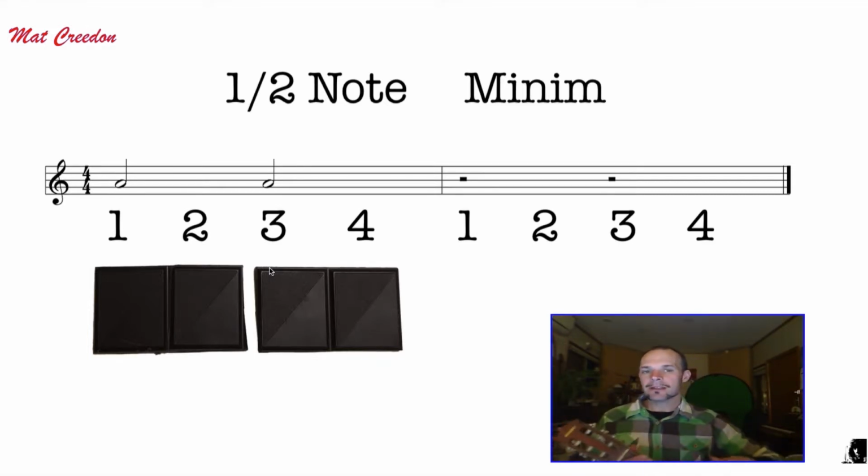Now it is important to get the length of the note correct. However, if you're starting out, I recommend only worrying about when to strike the note. That's probably more important at this stage, and as you get better, you can work on making sure that the note lasts the correct amount of time.